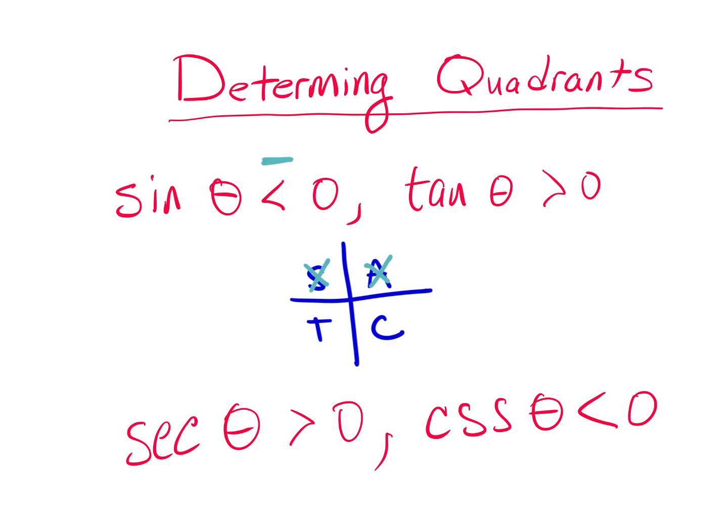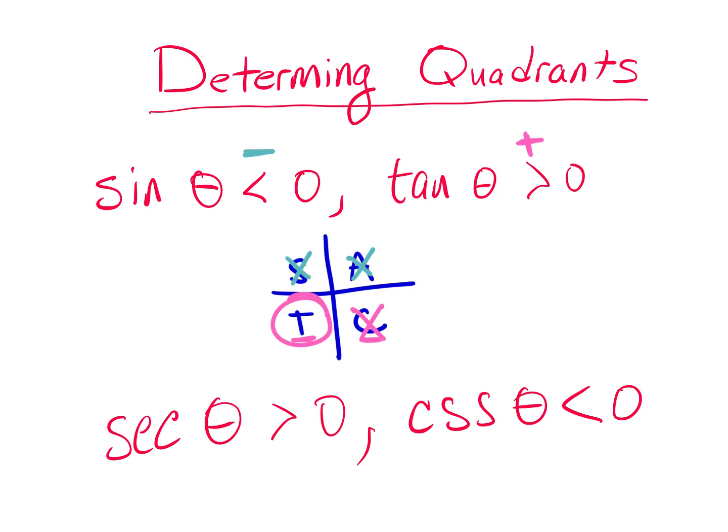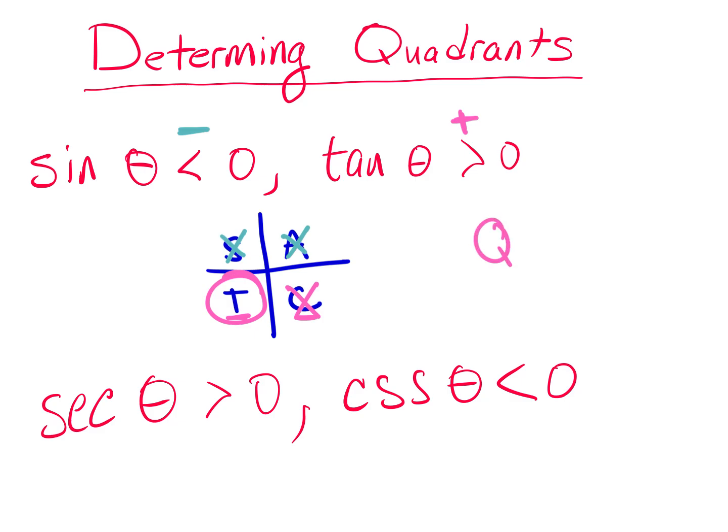Then the second piece of information says that tangent is greater than 0, which means that tangent is positive. So out of the 2 quadrants that we have left, which one is tangent positive in? This one stands for tangent's positive. This one, cosine's positive. So which out of these 2 would tangent be positive in? The tangent quadrant, T. So what number of quadrant would this be? Quadrant 3. Perfect. So we are in quadrant 3.